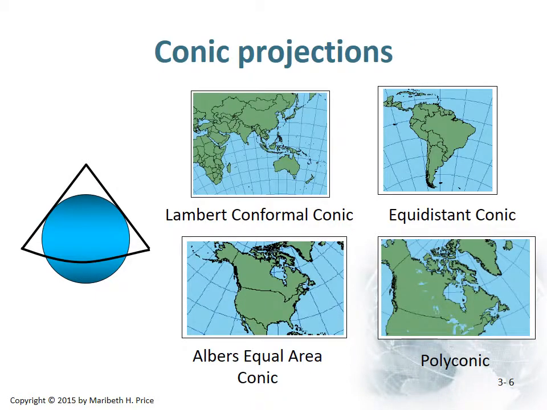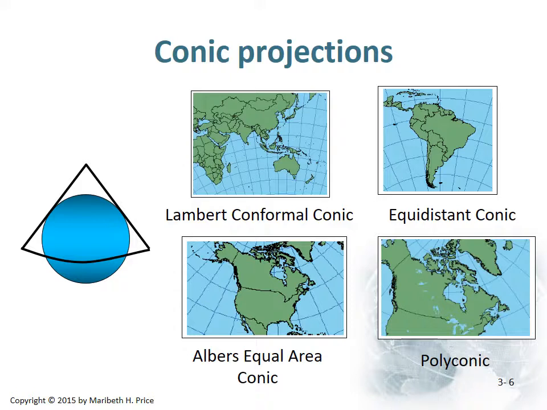Conic projections, again, are good at focusing in on individual continents, or regions within the northern or southern hemisphere in particular. Here are 4 different examples of that: the Lambert conformal, the equidistant, Albers equal area, and polyconic. So let's take a look at a couple of those words again.